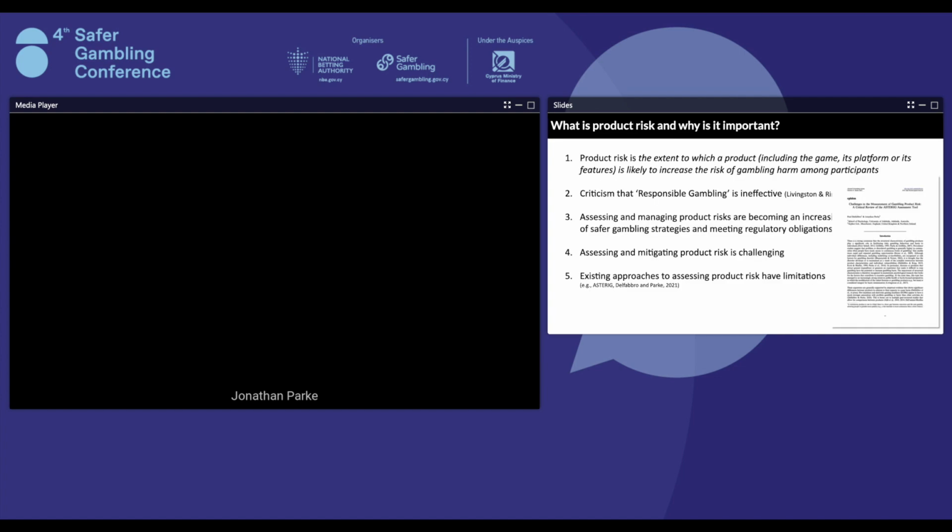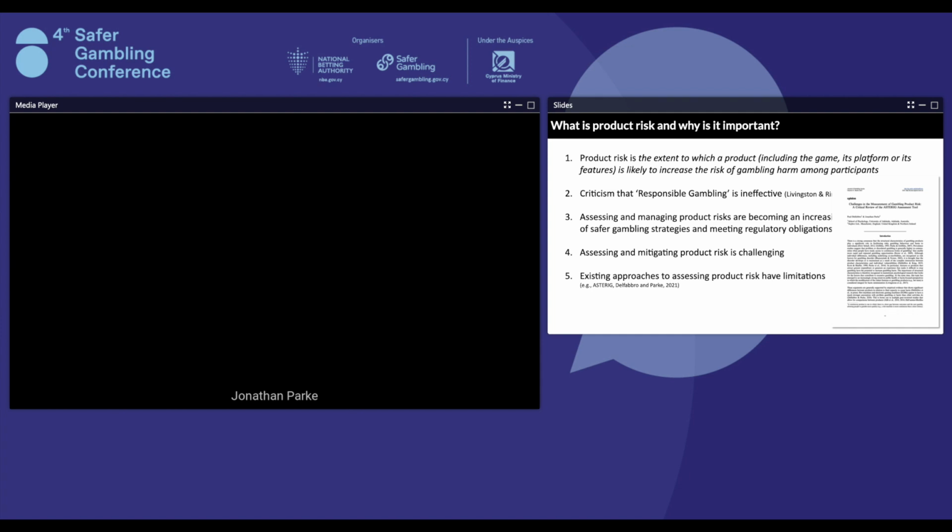So importantly then, and again, I'll go through this as quickly as I can, but that still makes sense. I think over the last 2 years, there's been more and more focus on product risk. And there's certainly the view that the shift towards looking at product risk is because traditional responsible gambling, player tracking, interaction and intervention aren't as effective as they should be.